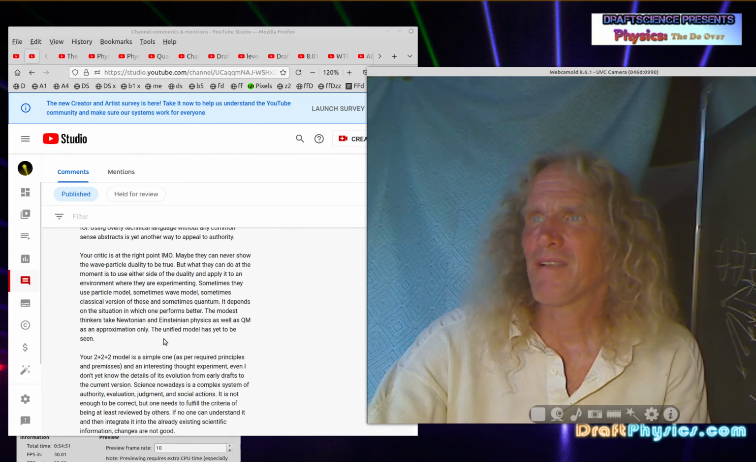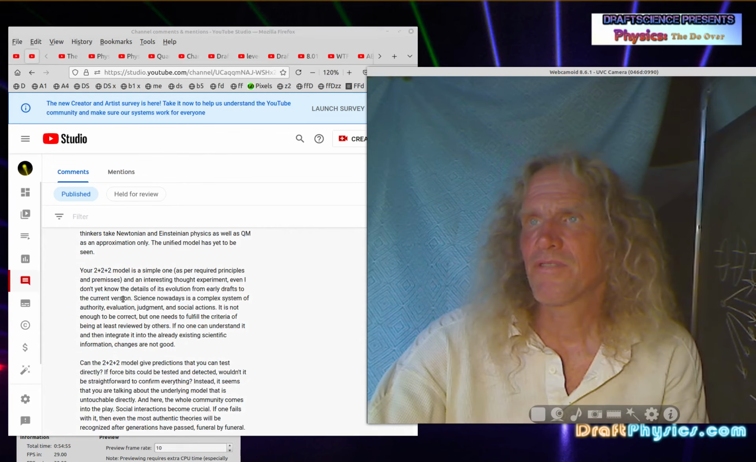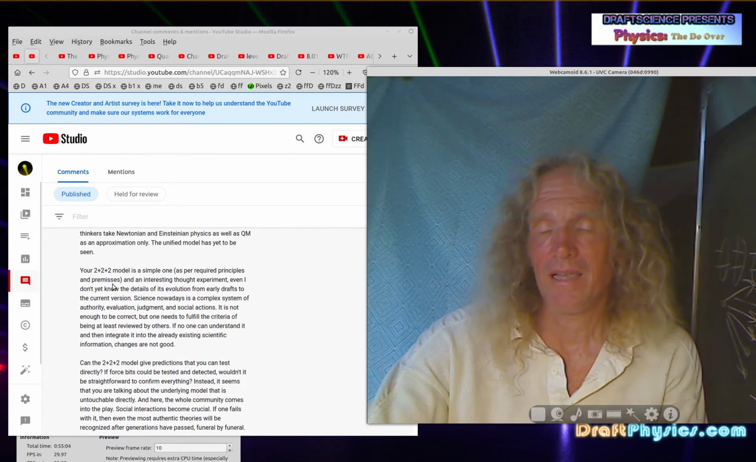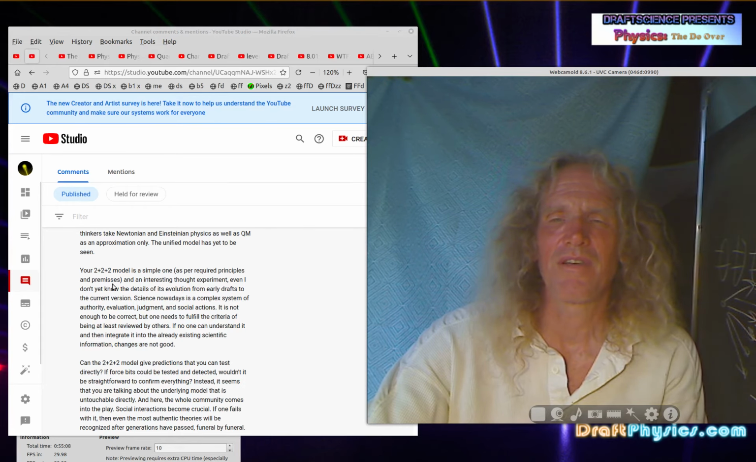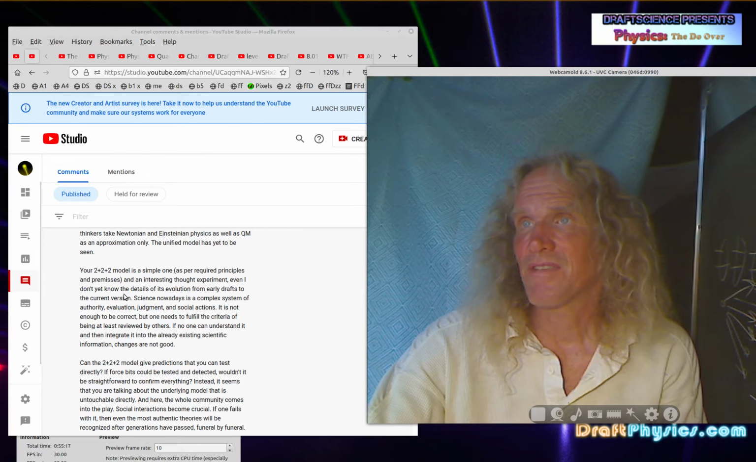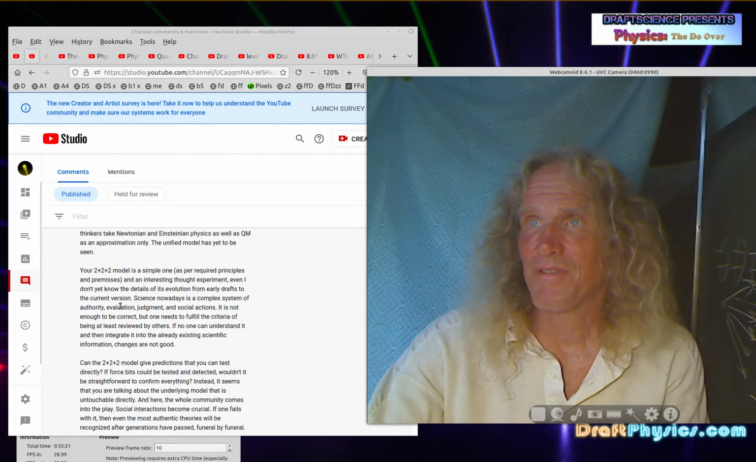The unified model has yet to be seen. Whatever. Your 2 plus 2 plus 1 is a simple one as per required principles of premises. No, as required by the fact that if you believe in evolution, you believe the universe evolves complexity. It's not made of complexity. And an interesting thought experiment. Even I don't know the details of it. Evolution from the early drafts to the current version.